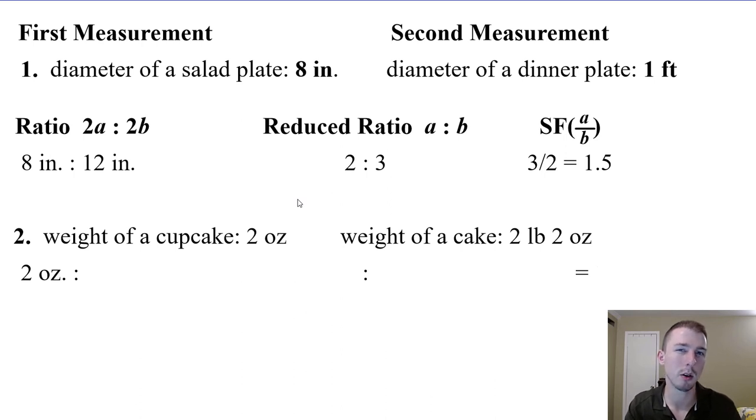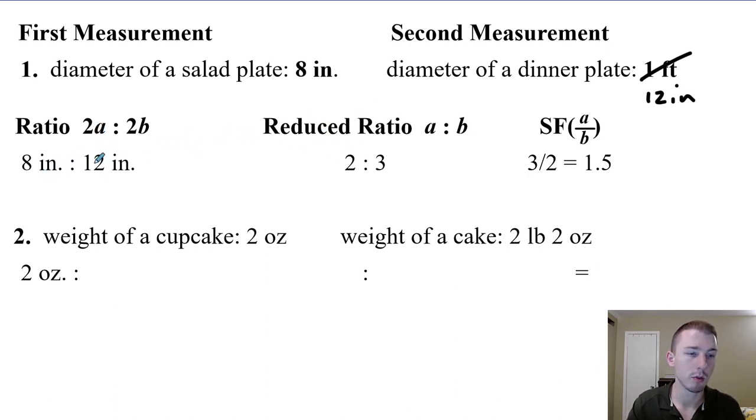We didn't do that earlier with the scale model of the boat, but we actually want to do it so that we know what's the actual scale ratio. So we need to use the same units. On number 1, we have the diameter of a salad plate, which is 8 inches, and the diameter of a dinner plate, which is 1 foot. So the first thing I want to do is change it to inches so that we're using the same unit. So that's going to be 12 inches. So our ratio is going to be 8 to 12, okay?